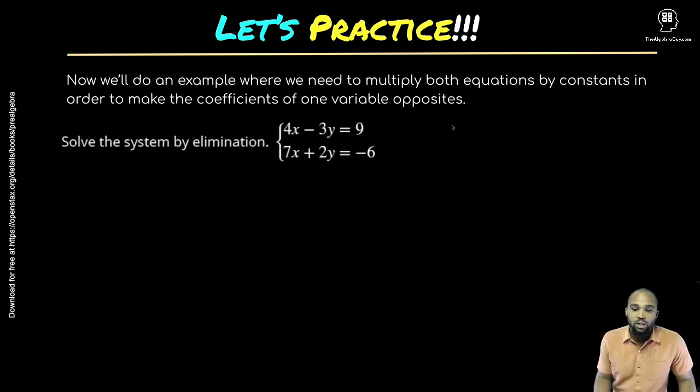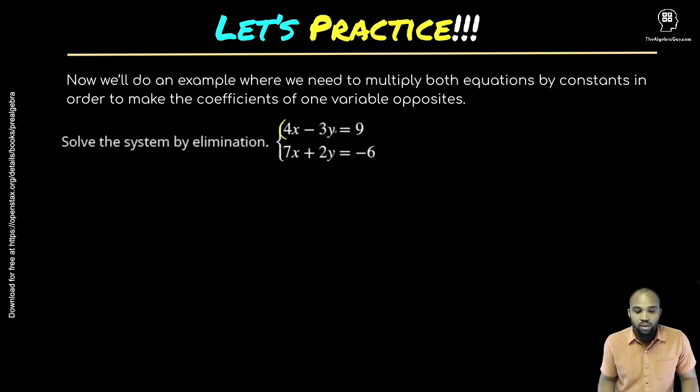All right, now we'll do one that requires a little bit more work, because we need to multiply both equations by something in order to get rid of a variable. So you can choose what you want. You can do 4 and 7 and try to get 28 and -28 by multiplying one by 7 and one by -4. You could do 3 and 2 and get 6 and -6. I'm going to do 3 and 2 because it's smaller numbers.